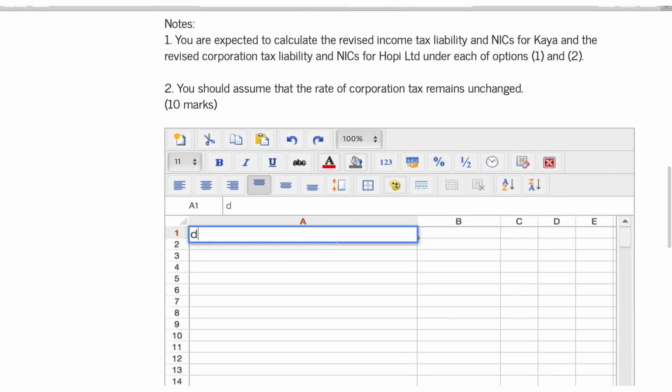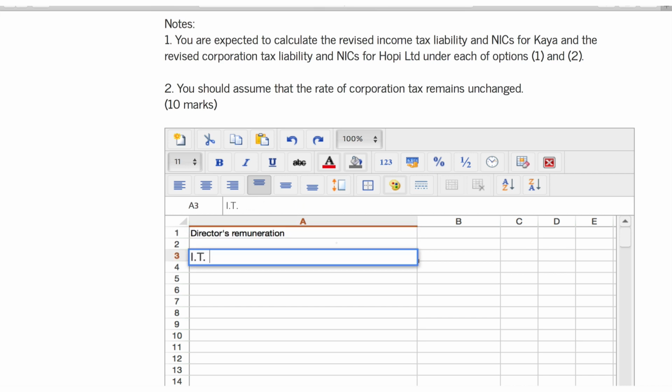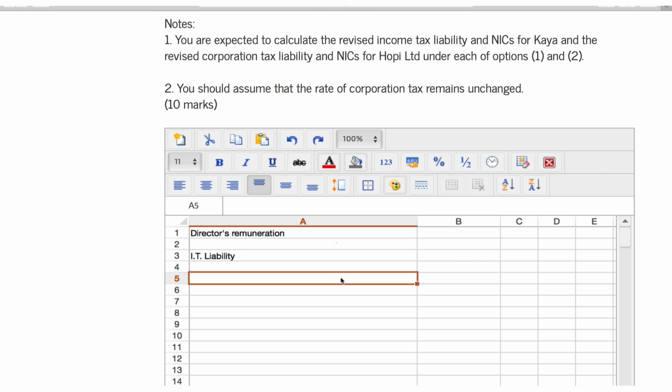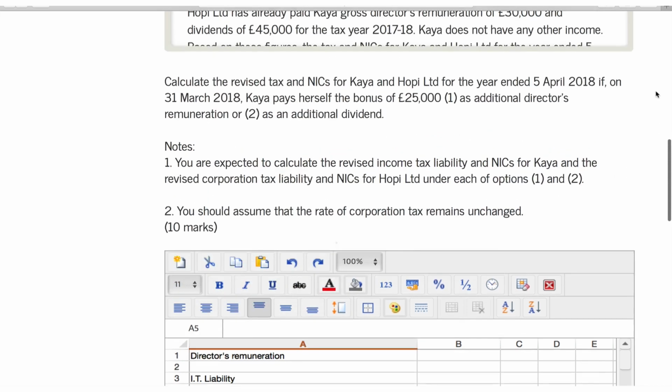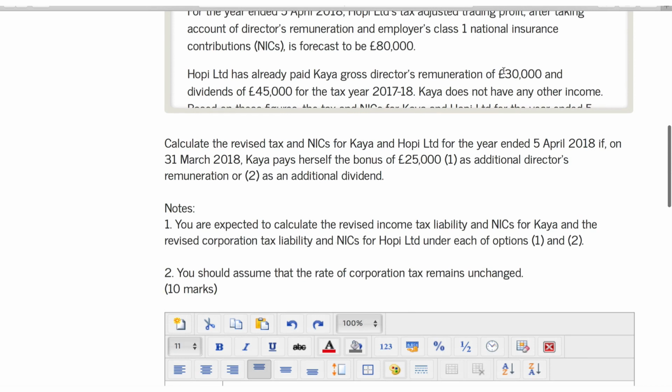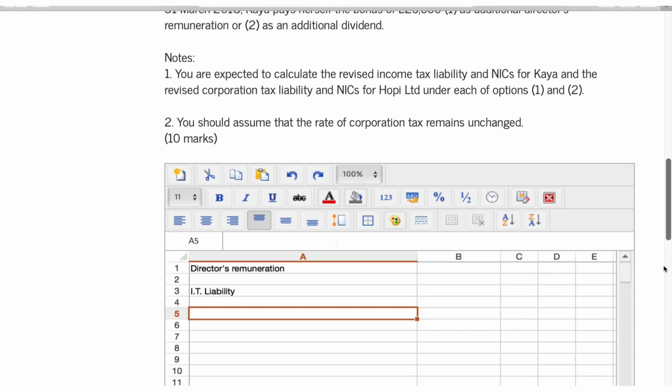So let's start off with my director's remuneration. And the first thing that we have to do is calculate the income tax liability. Now, what do we need? We actually need to know what income she has already. Well, she already has remuneration of $30,000 and dividends of $45,000, and now she will have this bonus of $25,000. So let's put that in over here.